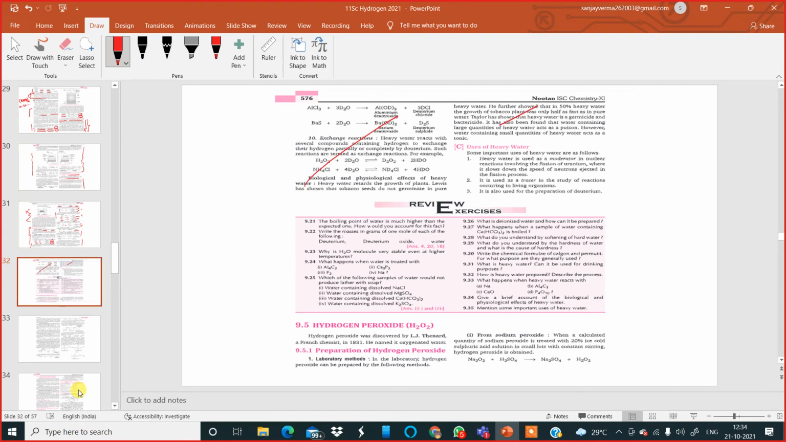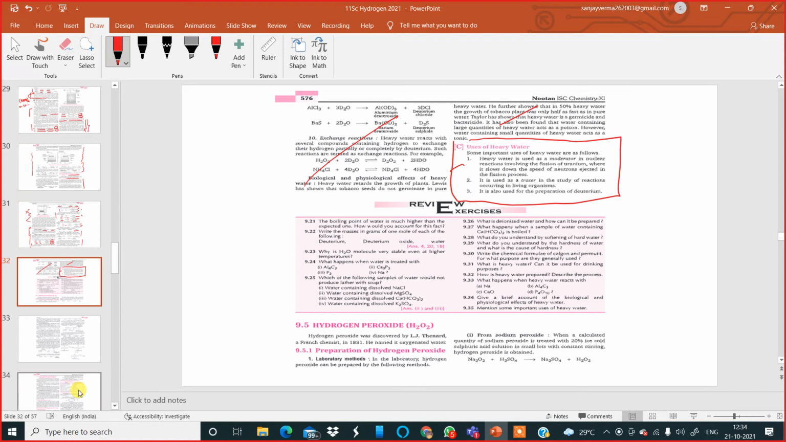Now coming to the uses of heavy water. Uses are required, it's very important. The first one is that heavy water is used as a moderator in nuclear reactions involving the fission of uranium, where it slows down the speed of neutrons ejected in the fission process. So heavy water is used in controlling the nuclear reactions during the fission of radioactive uranium.